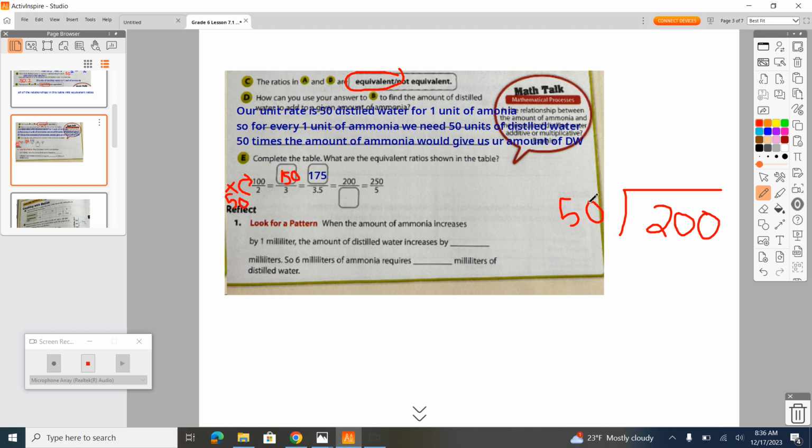50 does not go into 20. It does go into 200. I'm going to guess and check 4. The reason I'm going to guess and check 4 is because I know that 5 times 4 is 20. 0 times 4 is 0. 5 times 4 is 20. So 50 times 4 is 200. That means 4 times 50 is 200. When I subtract, I get no remainder. So that number is going to be 4.